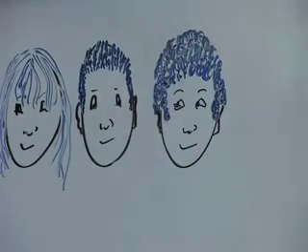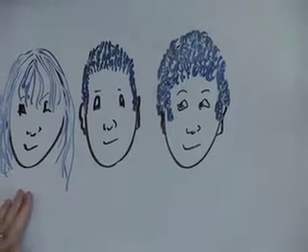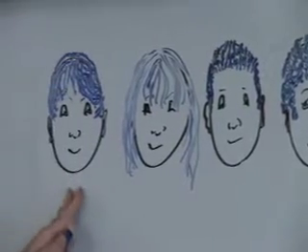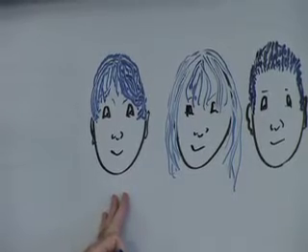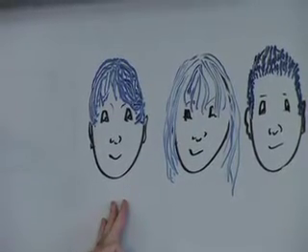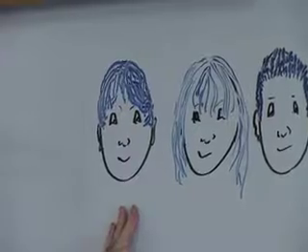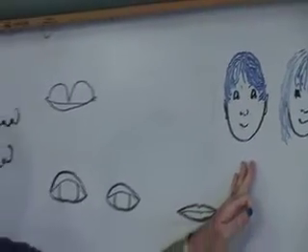Okay, now here we have curly hair, here we have a buzz, here we have kind of long straight hair, and then we have wavy hair for boys and girls. Your job now is to very lightly put the hair on your oval.